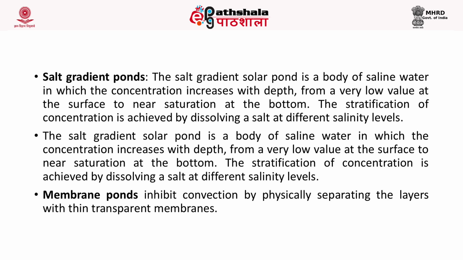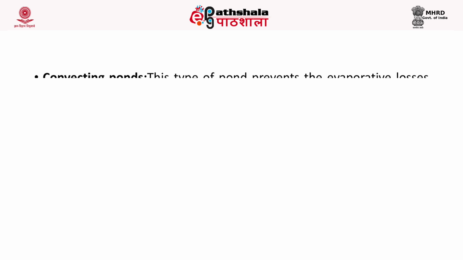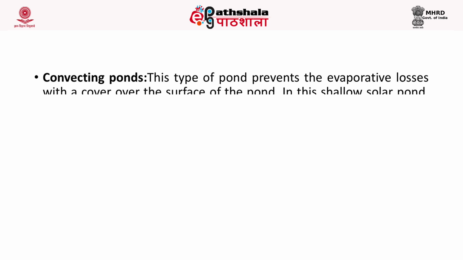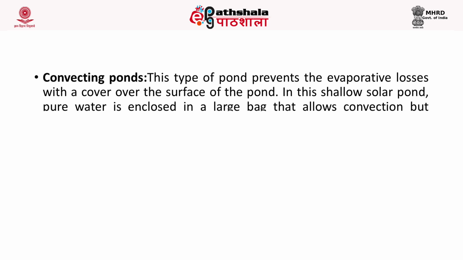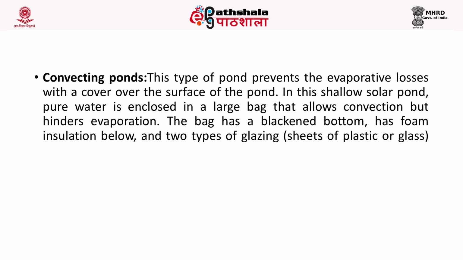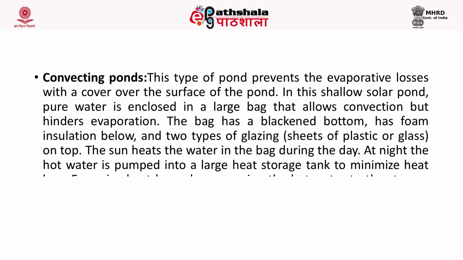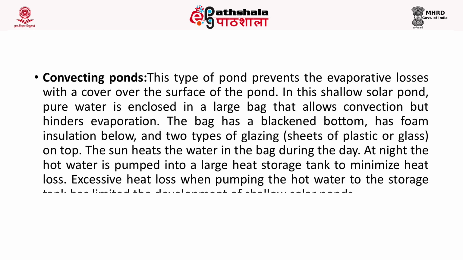Membrane ponds inhibit the convection by physically separating the layers with thin transparent membranes. Convecting ponds are the second type. This type of pond prevents the evaporative losses with a cover over the surface of the pond. In this shallow solar pond, pure water is enclosed in a large bag that allows convection but hinders evaporation.